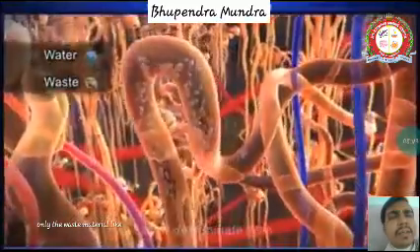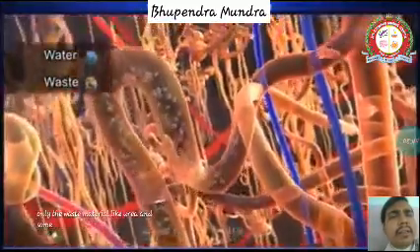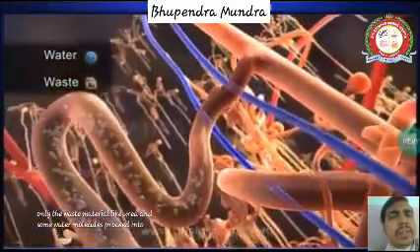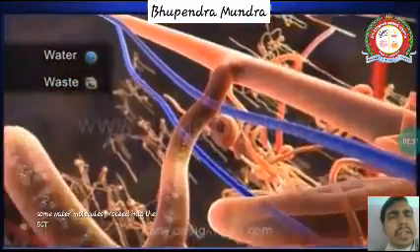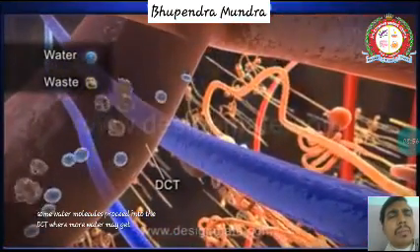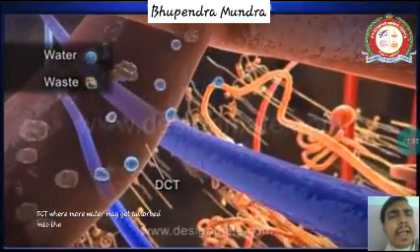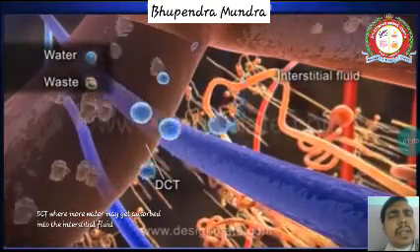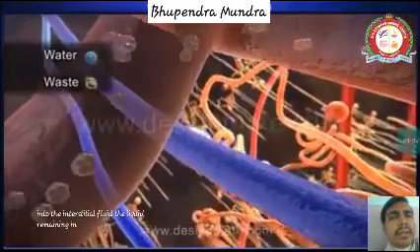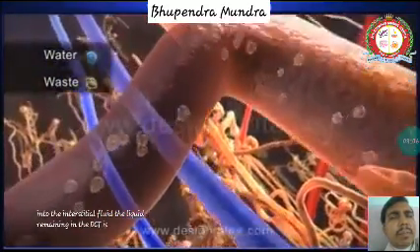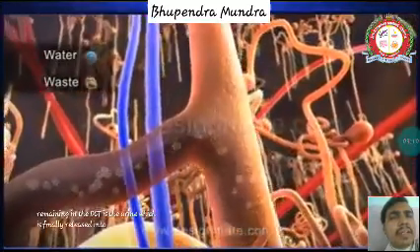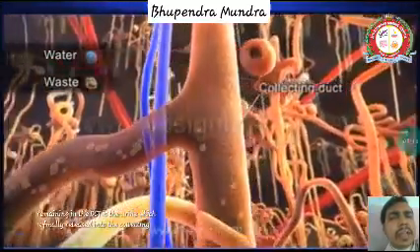Only the waste material like urea and some water molecules proceed into the DCT, where more water may get absorbed into the interstitial fluid. The liquid remaining in the DCT is the urine, which is finally released into the collecting duct.